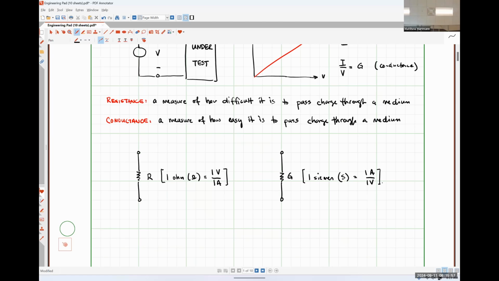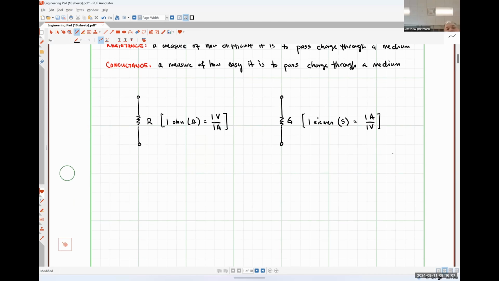So it should be fairly obvious that there is a relationship between resistance and conductance, where they are simply the inverses of each other, right? So we could say that resistance is simply 1 over conductance, and similarly, conductance is just 1 over the resistance.